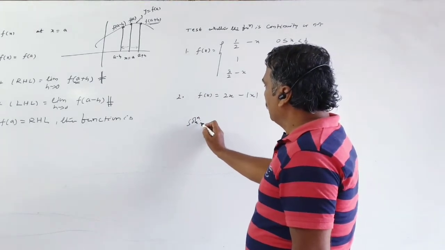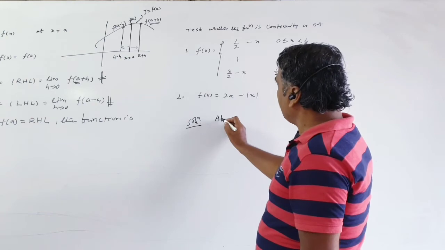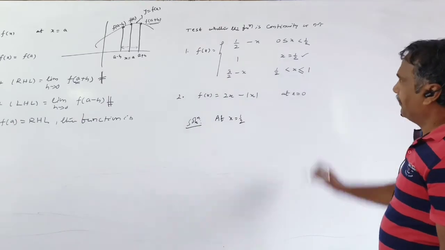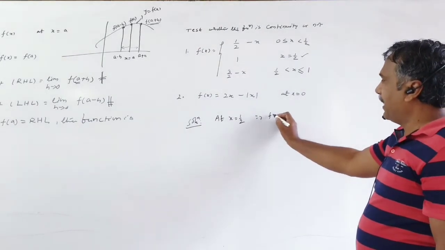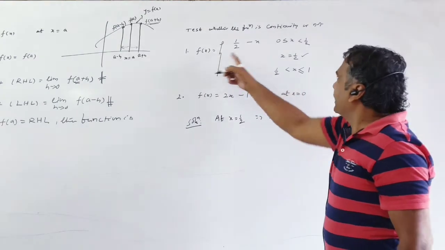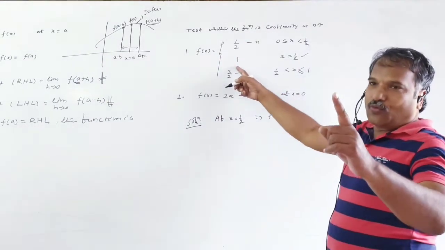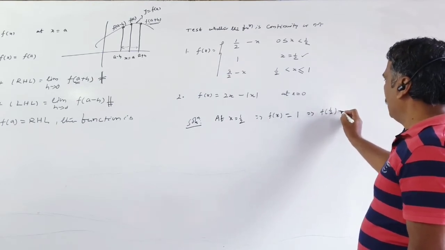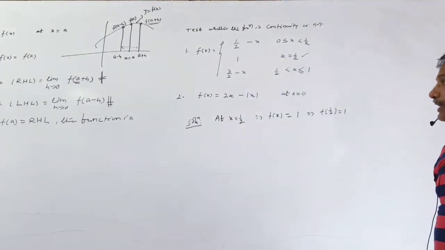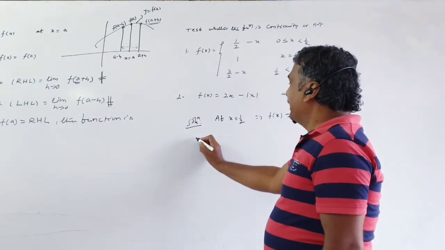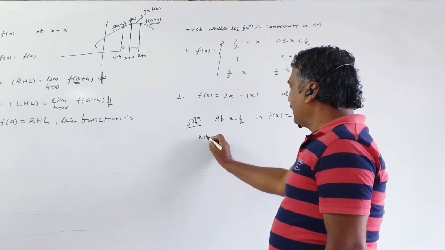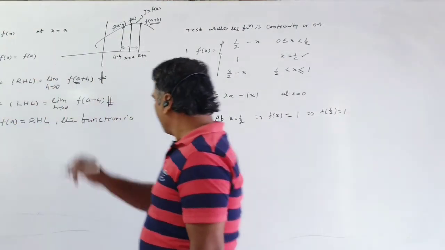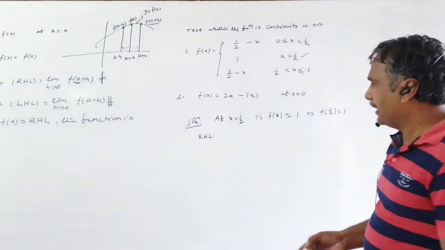First one. Okay. At x equal to half. Now what is f of x here given? How much? At x equal to half, f of x equal to 1. Yes or no? Then f of 1 by 2 is also 1. Okay. Now right hand limit. Or in short form, we can write RHL, right hand limit.